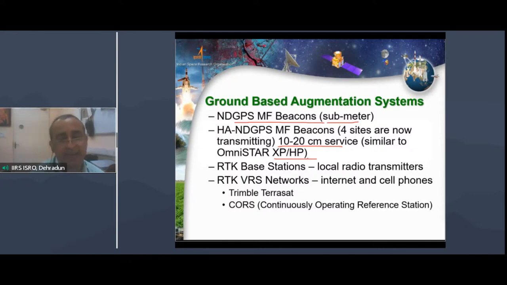Then RTK based stations can have local radio transmitters. Then RTK VRS networks, internet and cell phone based, can transmit the corrections to GPS receivers like Trimble, TerraSat or Course, continuously operating reference stations.